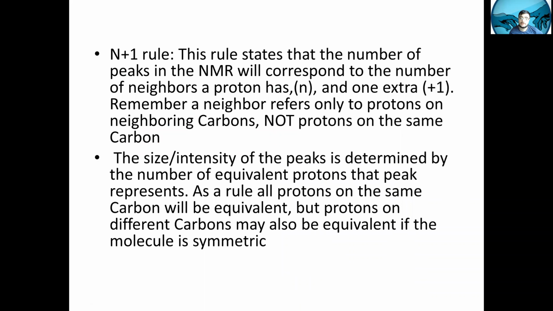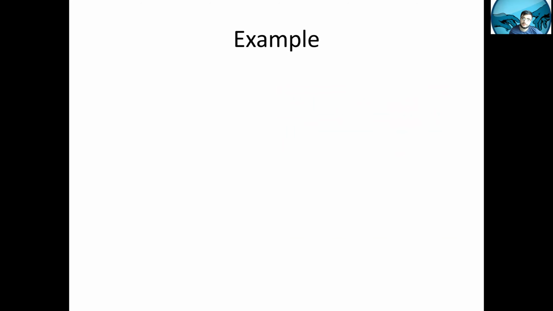That's the first half. The second half is the size/intensity of the peaks. The size/intensity of the peaks is determined by the number of equivalent protons that peak represents. As a rule, all protons on the same carbon will always be equivalent to each other. But protons on different carbons may also be equivalent if the molecule is symmetric. And I'll give you an example of this.